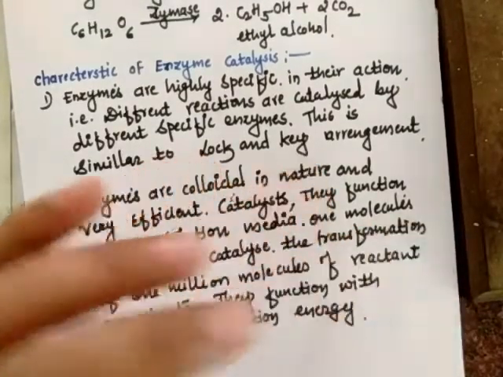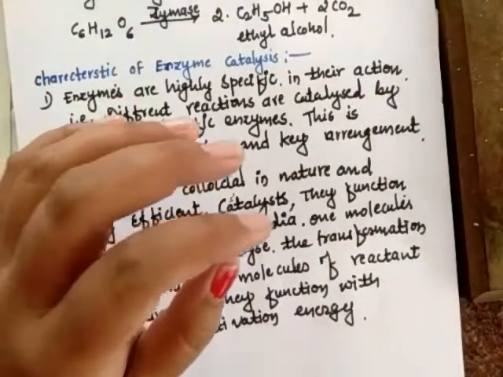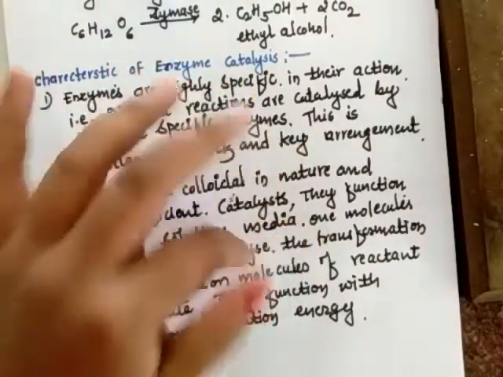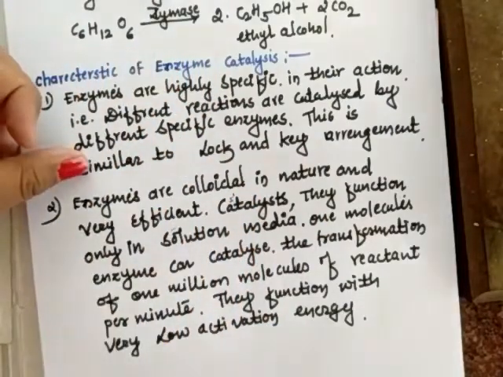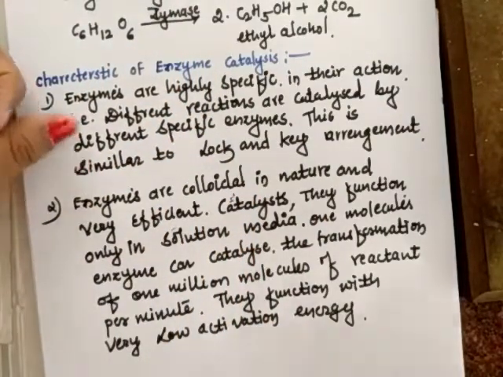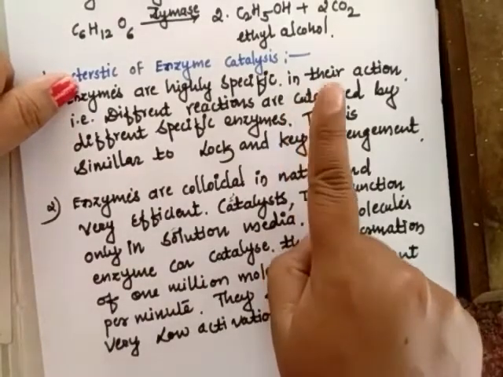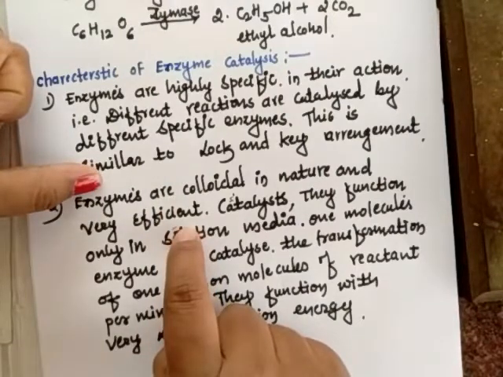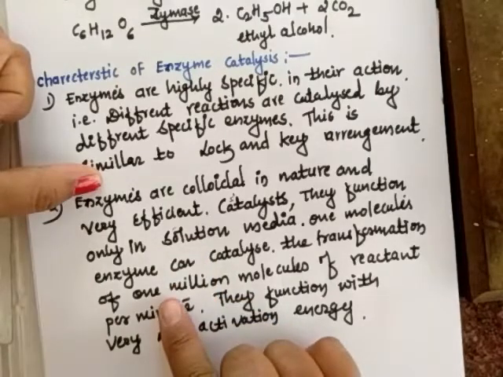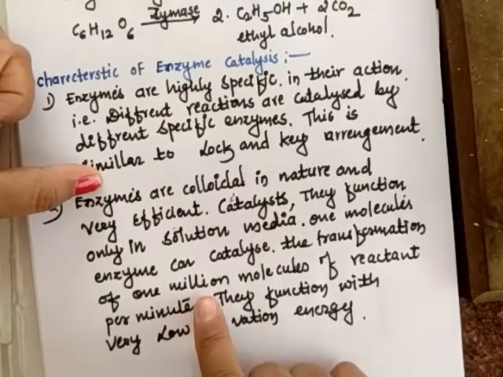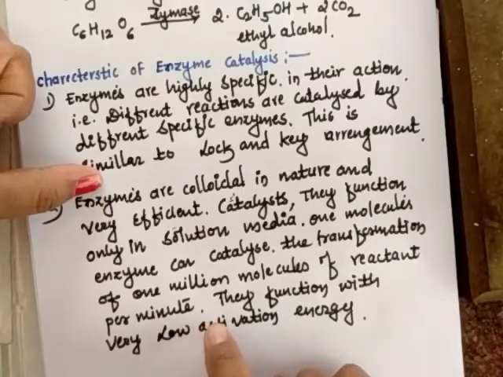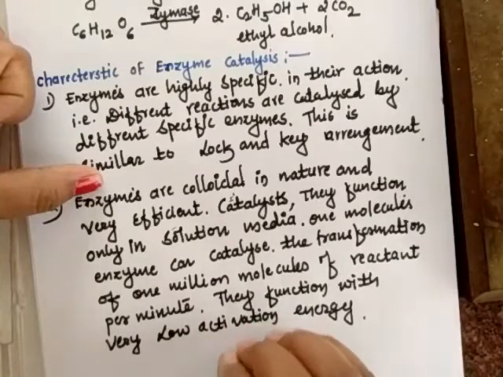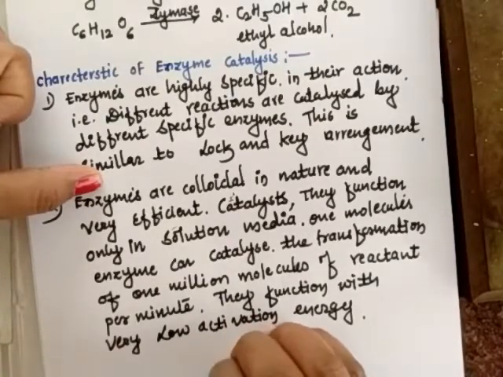They never need a high amount of activation energy for the transformation of reactant molecules into their specific products, isn't it? What is the second characteristic of enzyme catalysts? First, I have already told you enzymes are highly specific in nature, like a key and lock. Second, enzymes are colloidal in nature, and they are very efficient catalysts, and they function only in solution media. One molecule of enzyme can catalyze the transformation of 1 million molecules of reactant per minute, and they function at very low activation energy. The particular reaction never needs a high amount of activation energy.